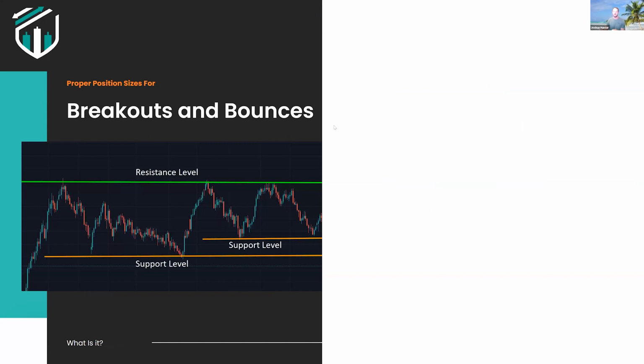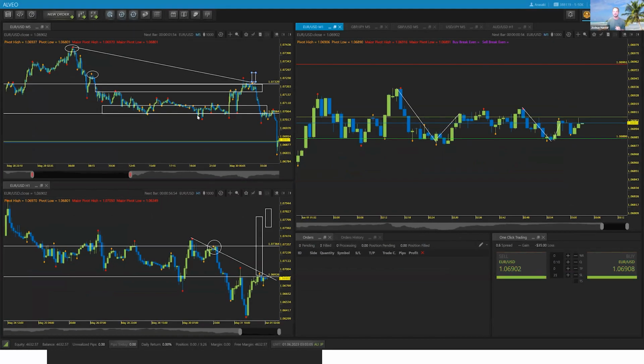I actually did talk about this earlier. I kind of cheated. So breakouts and bounces, on the resistance and support level, that is essentially what we talked about right here. This is your normal zone. You create these light zones for breakouts, or of course bounces.